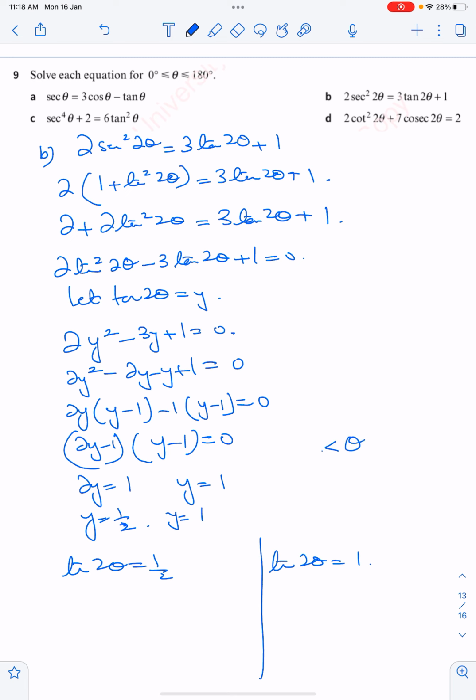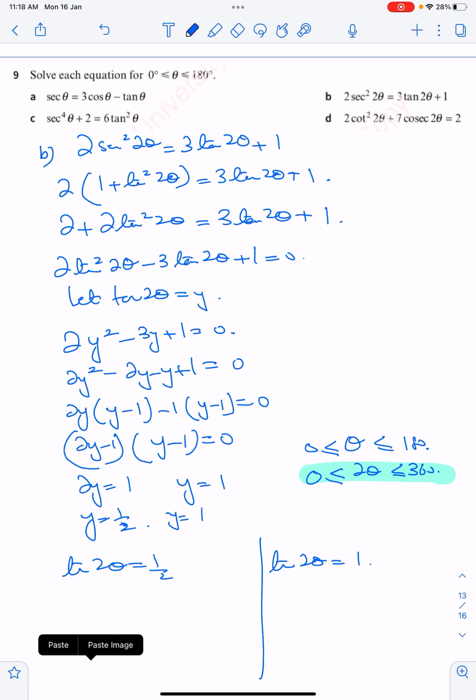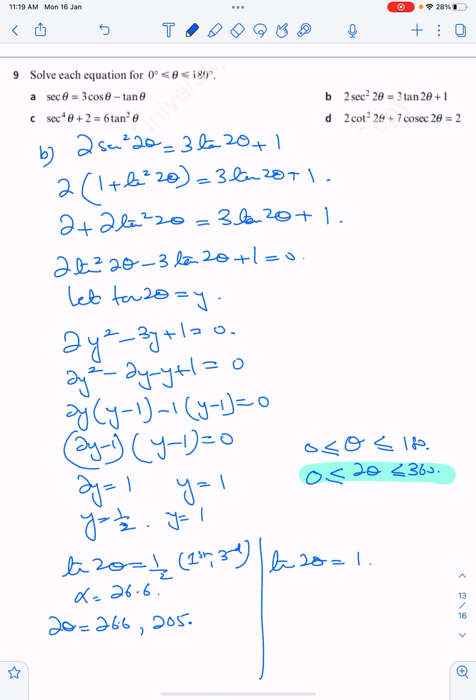Okay, the range here for theta is 0 to 180. So if I take it to be 2 theta, it's going to be 0 to 360. That means I can accept all the angles between 0 and 360. So I'm finding out tan inverse of 0.5. The basic angle is 26.6. Okay, so the answers for 2 theta, we have to look for it in the first and the third quadrant because tan is positive in the first and the third quadrant. So 26.6, which is in the range, yes, plus the third quadrant will be plus 180, 26.6 plus 180, which is 206.6.